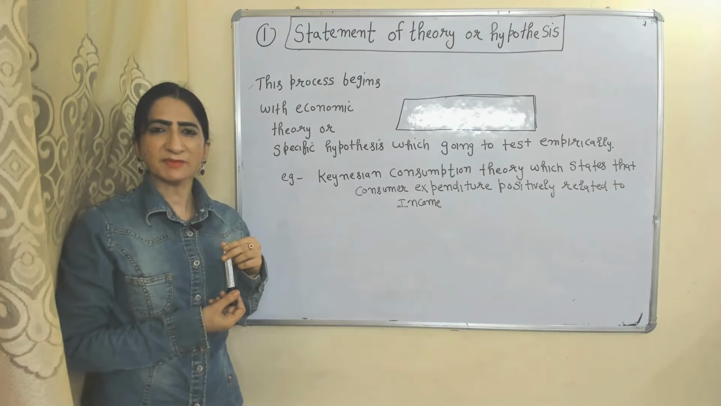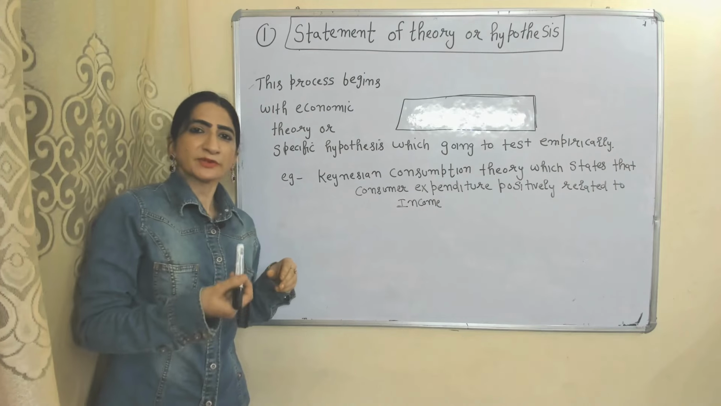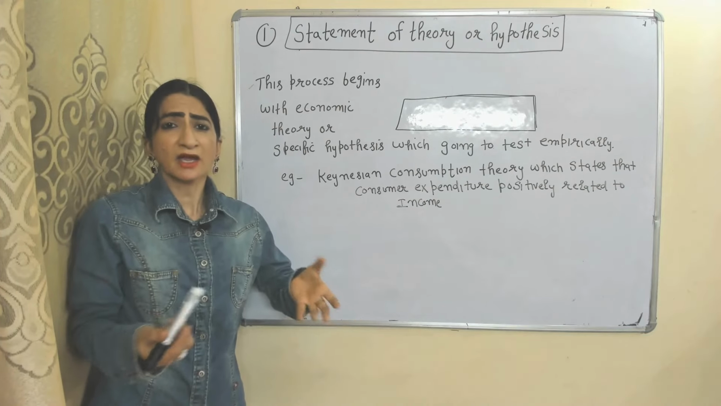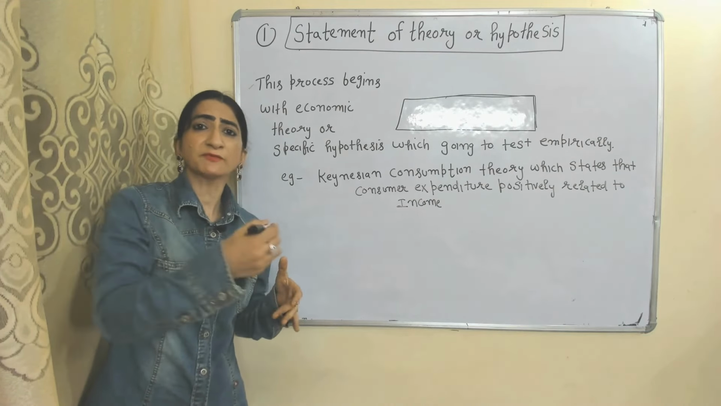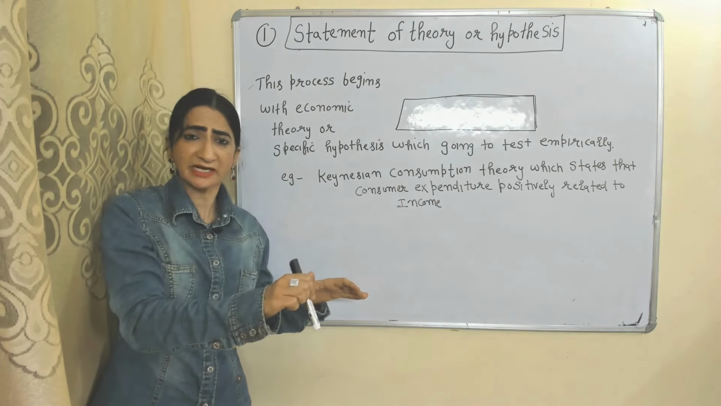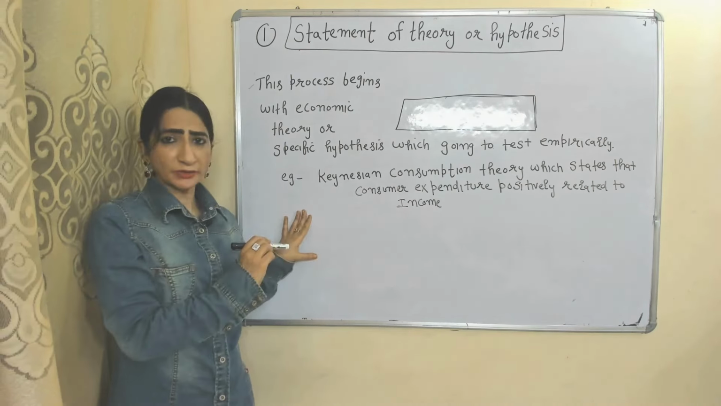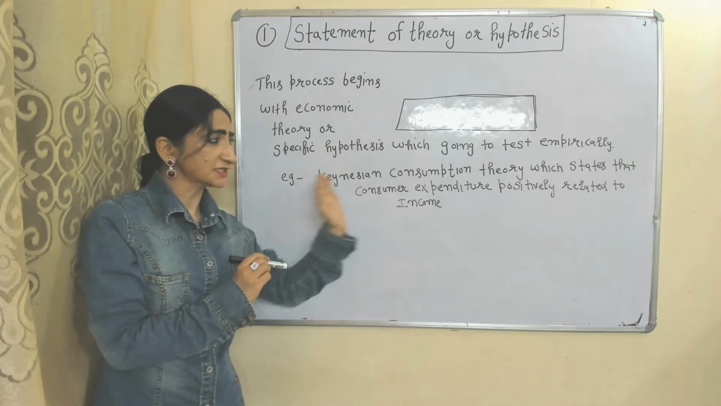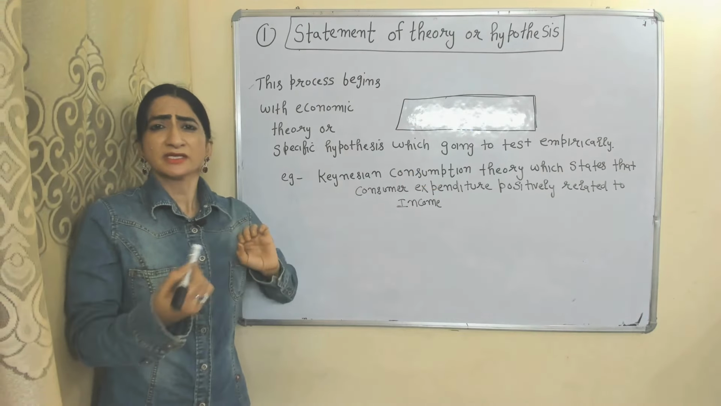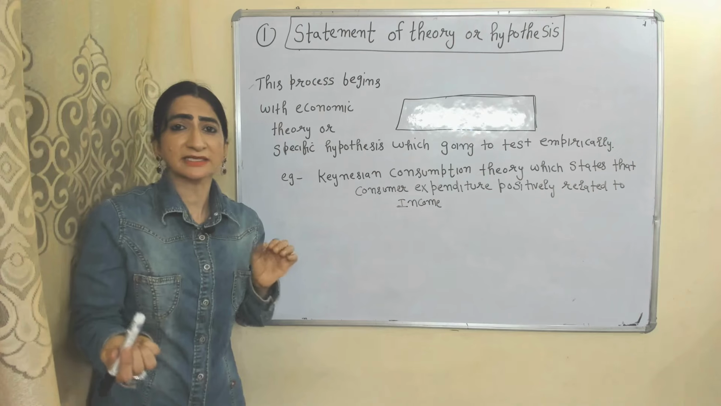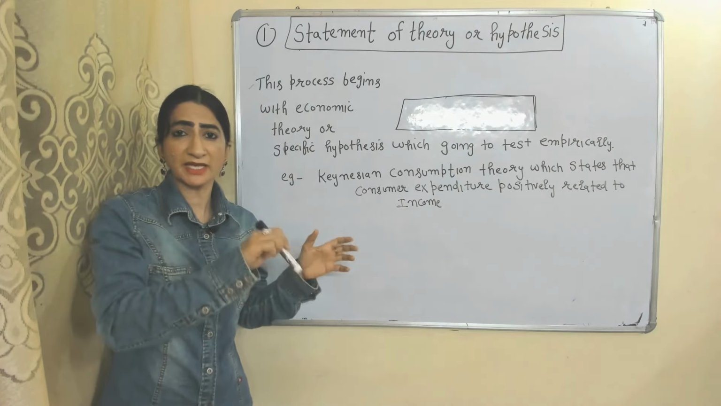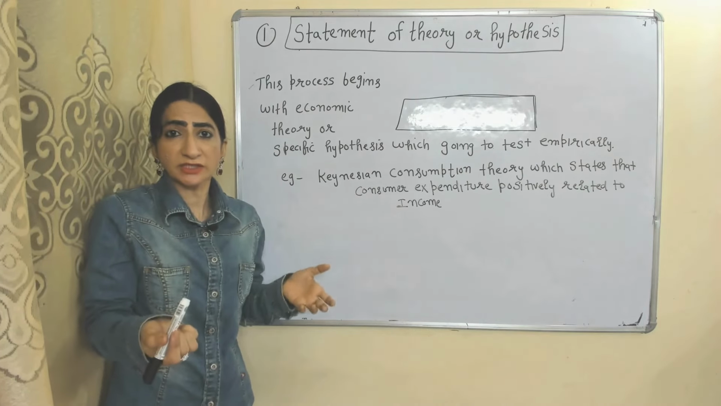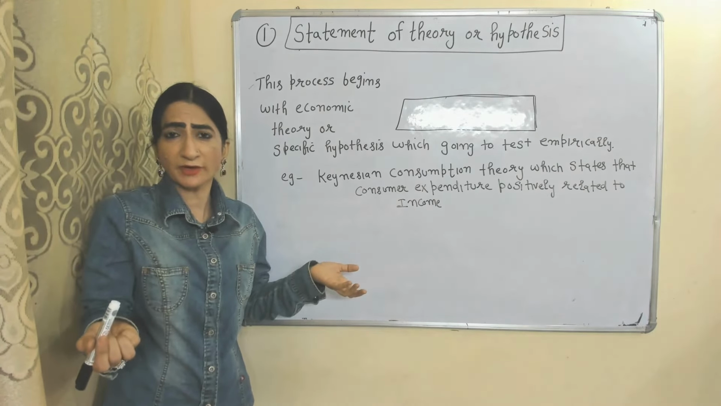First step, statement of theory or hypothesis. The process or methodology of econometrics starts with selecting a theory or specific hypothesis which we are going to test empirically. For example, we are going to test Keynesian consumption theory, which says consumption expenditure is positively related to income. Similarly, we can test the classical theory of income and employment, which is based on Say's law of market. We can test the absolute income hypothesis, which is based on the psychological law of consumption.